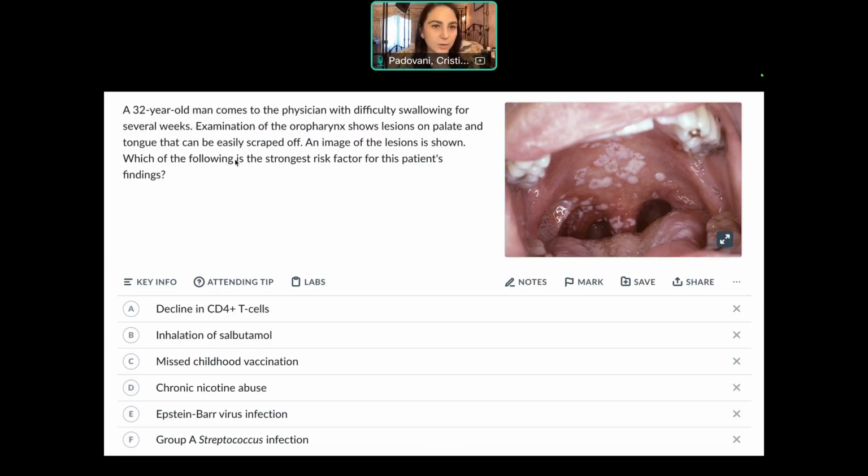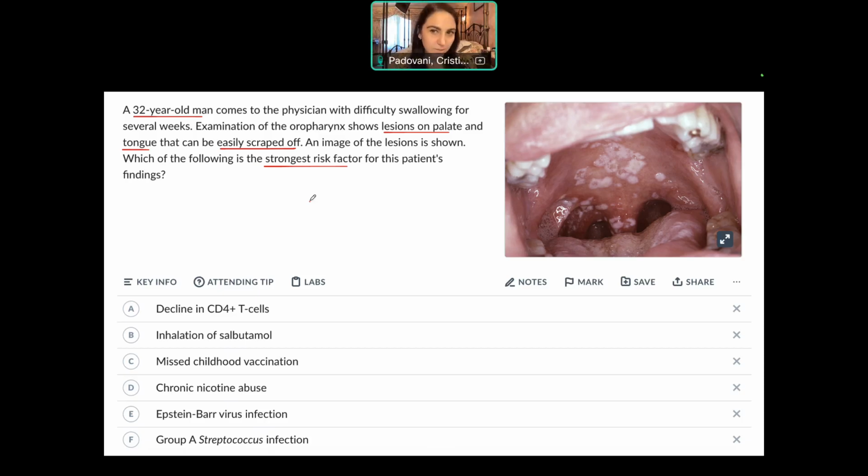All right, so pause. Which of the following is the strongest risk factor for this patient's findings? We have a 32-year-old male who comes to the office with difficulty swallowing for several weeks. Examination of the oral pharynx shows lesions on the palate and tongue that can be easily scraped off. Here's an image of the lesion. What's the strongest risk factor for these findings? So they can be easily scraped off, right?